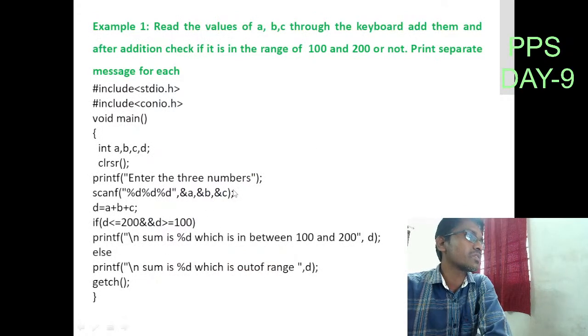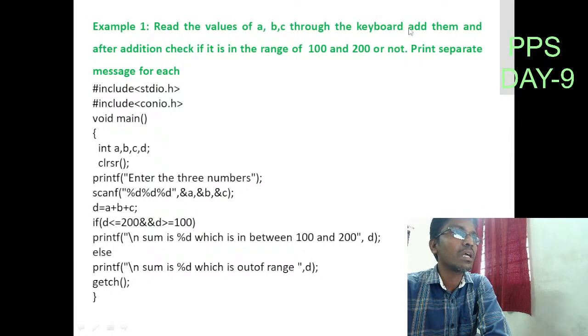Here, read the values of A, B, C through the keyboard, add them, and after addition check whether it is in the range of 100 and 200 or not. Print a separate message for each. Clear? So after adding A plus B plus C, if the sum is in between 100 and 200, then it will print the range is in 100 and 200. Otherwise it will print out of range. So that is a program.